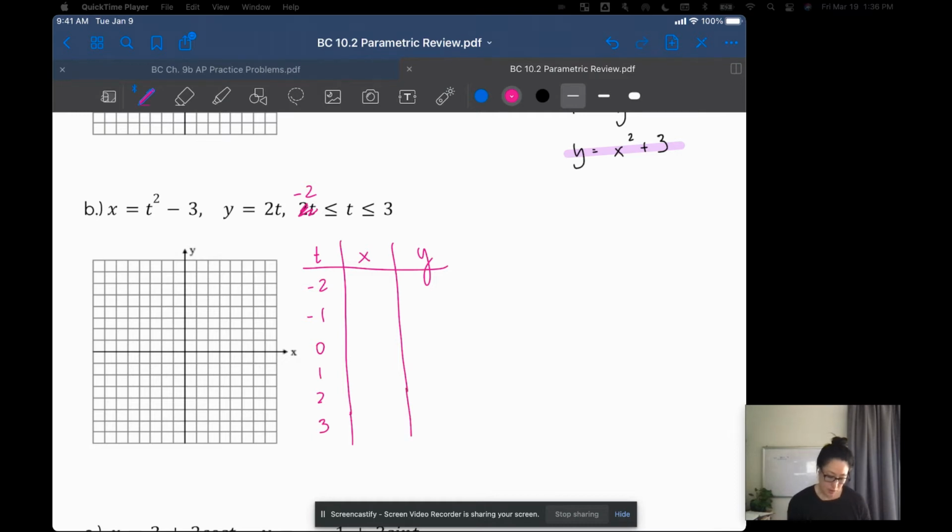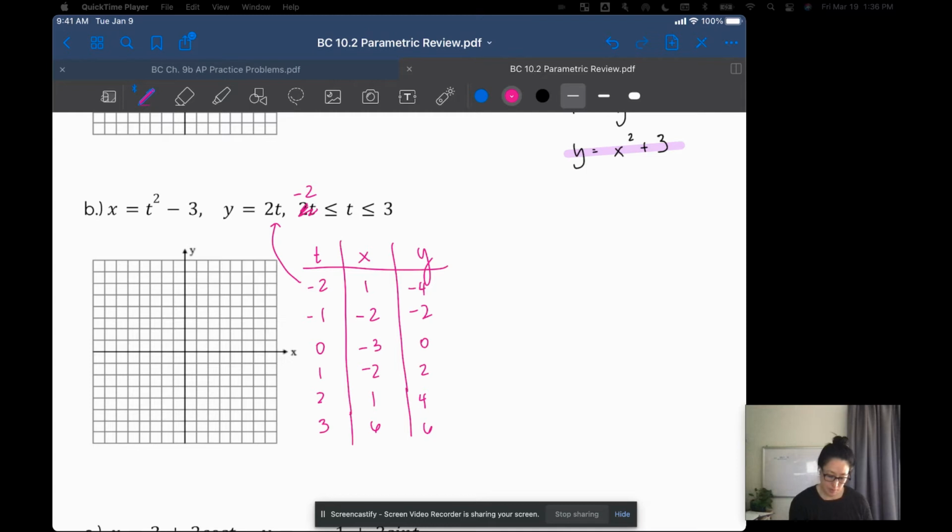So I'm going to substitute in -2. -2 squared minus 3 is 1. And then I'm going to substitute in -1. -1 squared minus 3 is -2. Substitute in 0, I get -3. Then -2, positive 1, and 6. For the y's, I'm going to substitute in negative 2, giving me negative 4, negative 2, 0, 2, 4, and 6.